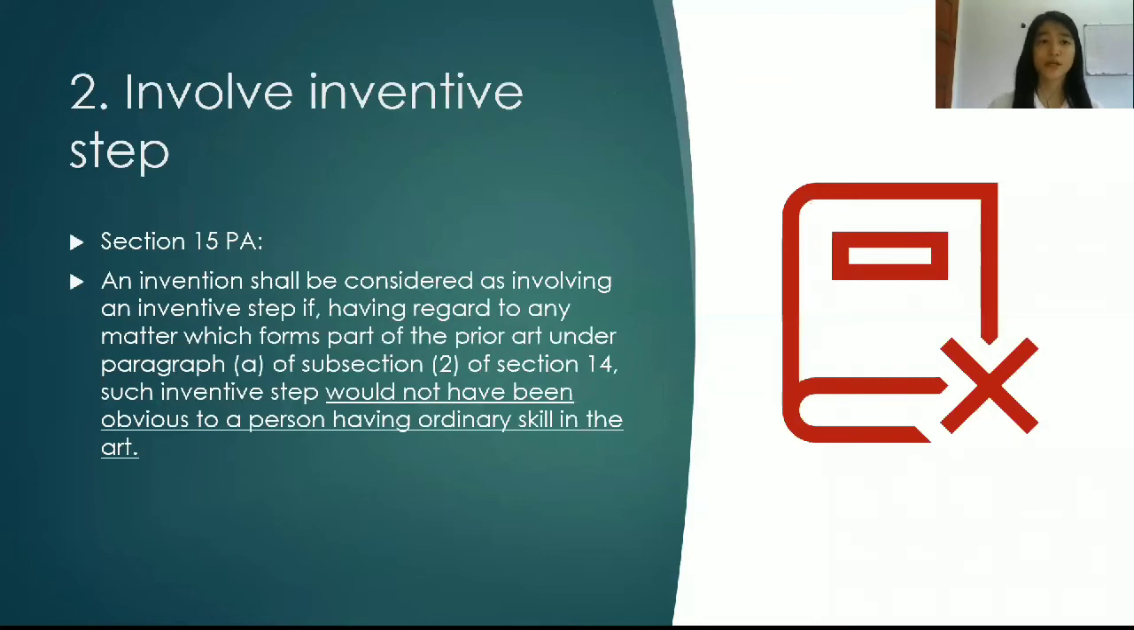So I would like to move to the second requirement, which is that it involves an inventive step. According to Section 15 of the Patents Act, an invention shall be considered as involving an inventive step if, having regard to any matter which forms part of the prior art under paragraph A of subsection 2 of Section 14, such inventive step would not have been obvious to a person having ordinary skill in the art. I will explain the word obvious and the person having ordinary skill in the explanation later on.